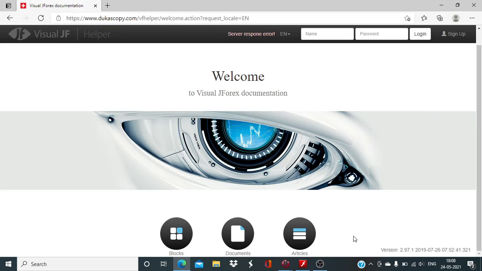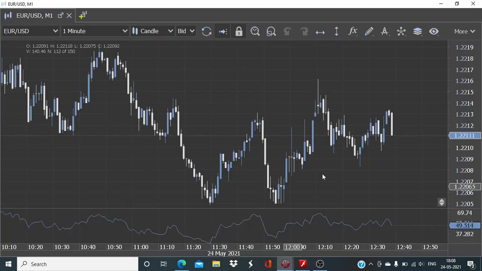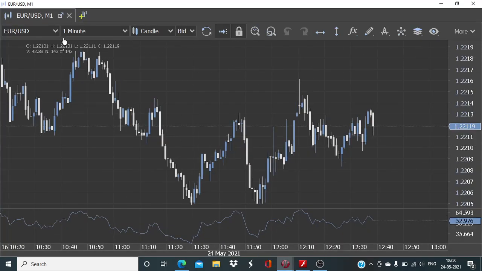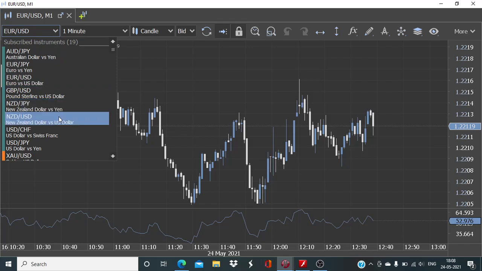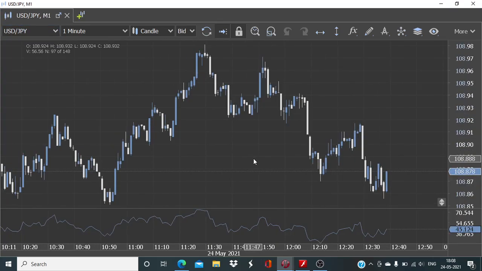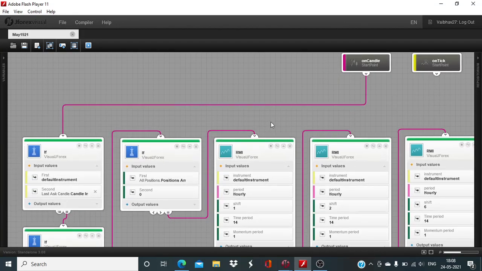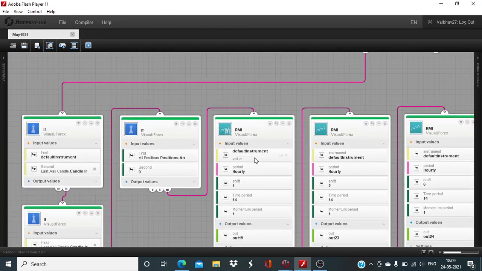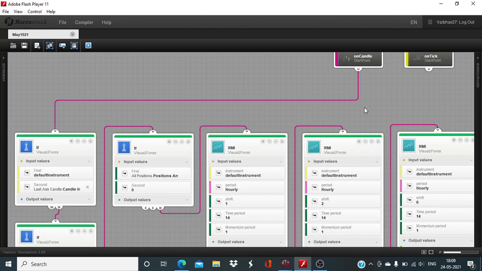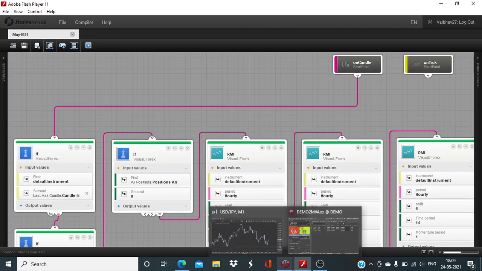So let's get started. I will give you a brief refresher behind the logic of the algorithm. This is the Visual JForex board which has been developed by the Dukascopy Bank SA. Let us look at the idea.